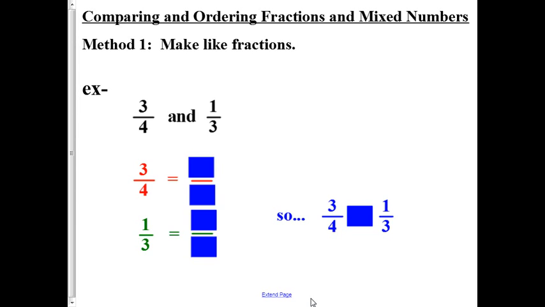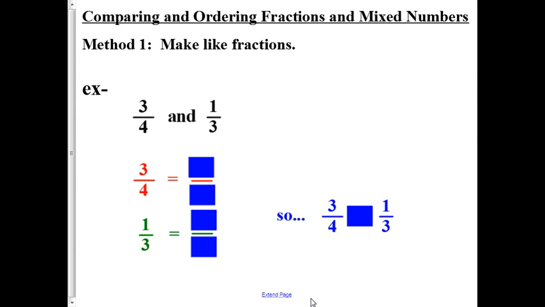As long as the fractions are far enough apart and your pictures are pretty precise, then you should do fine with that. But there are other ways that are a little more efficient and where you don't have to be so careful in your drawing in order to do them. So one of those ways is to make like fractions. Now remember, like fractions mean they have to have the same denominator.